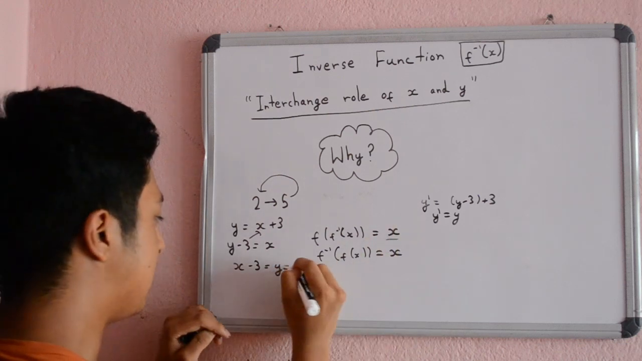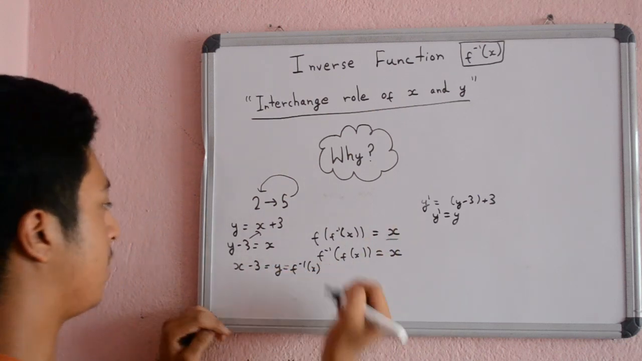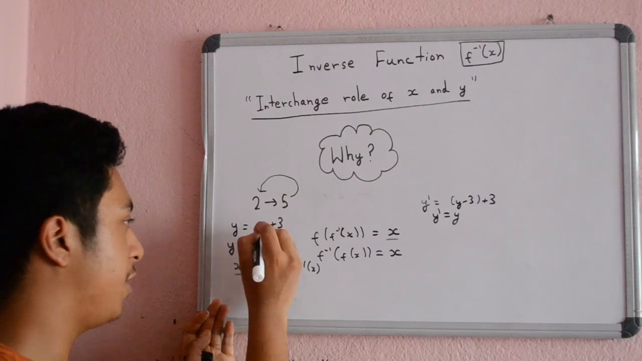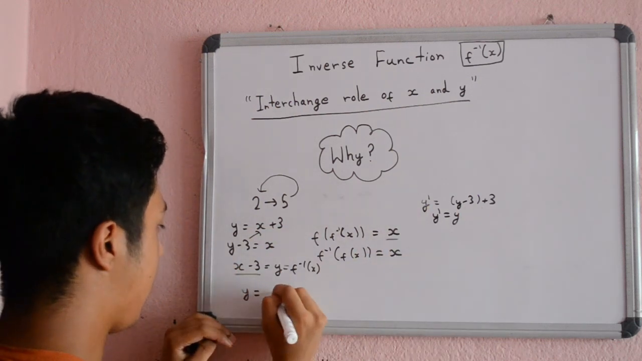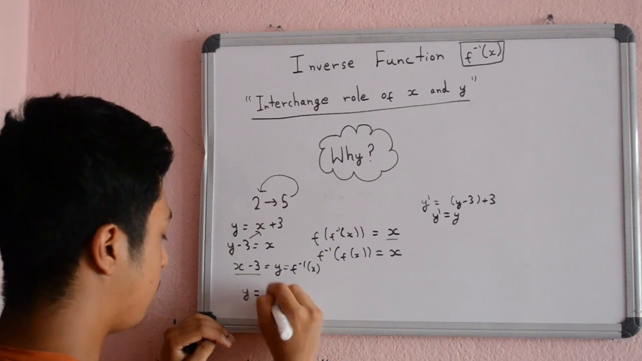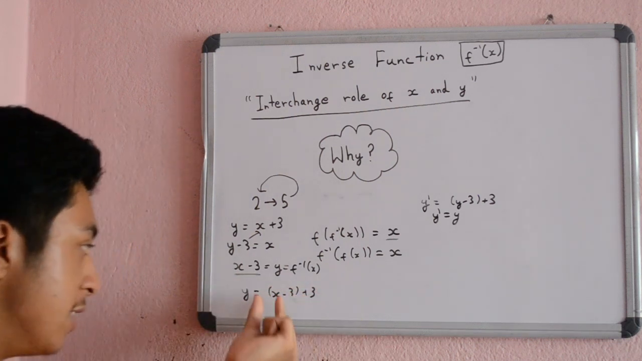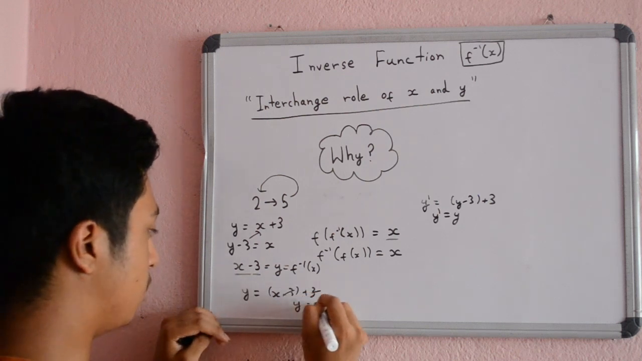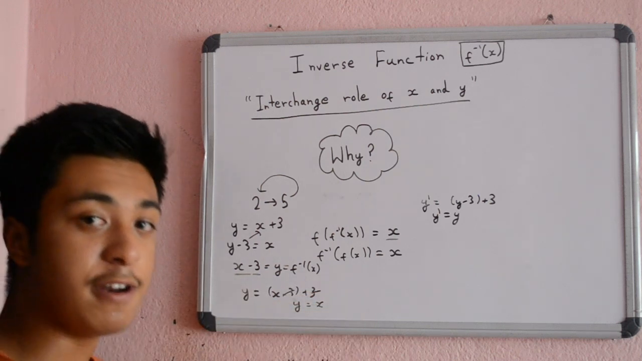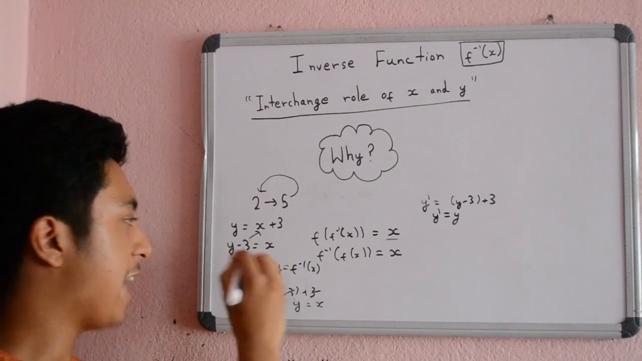Now this in fact is our inverse function, because you can just put that back here and this will be y equals x minus 3 plus 3, right? We're putting this in place of that, and as you can see we end up with y equals x. So we can verify that our inverse function is indeed x minus 3.